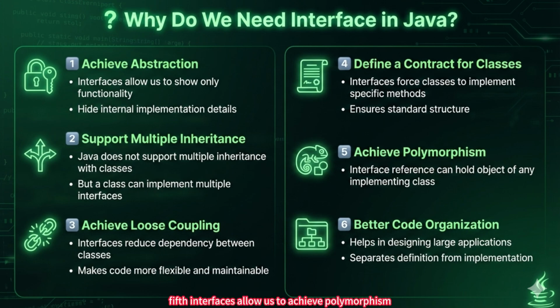Fifth, interfaces allow us to achieve polymorphism. An interface reference can hold an object of any class that implements it. This makes it easier to write general code that works with many different objects. Finally, interfaces contribute to better code organization. They separate the definition from implementation, which is very helpful when designing large applications.